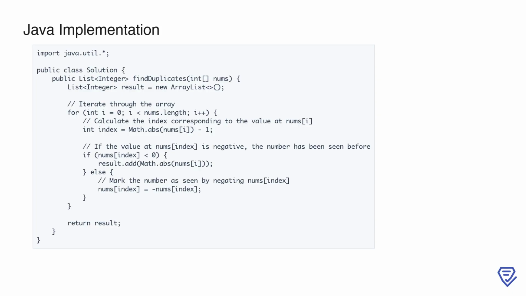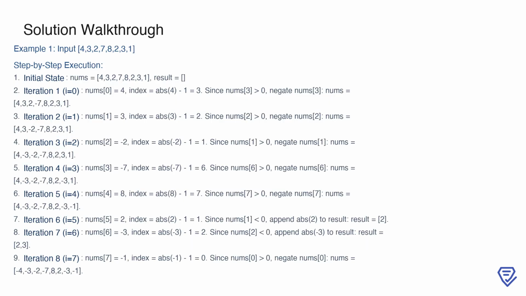The logic mirrors the Python approach, using in-place modifications of the input array to track duplicates. Key differences include the use of Java's ArrayList for the result, explicit type declarations, and Java-specific syntax. The algorithm runs in O(n) time and O(1) extra space, making it efficient for larger inputs. To solve the problem, we use the input array itself to track the numbers we've seen.